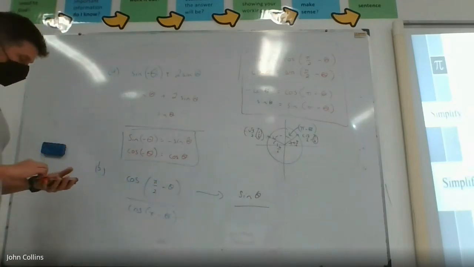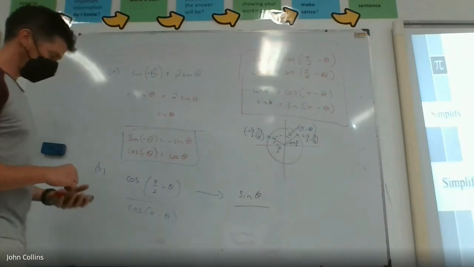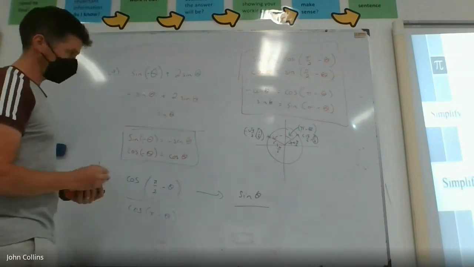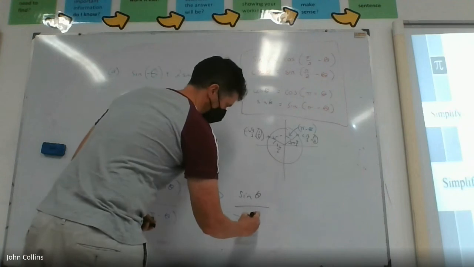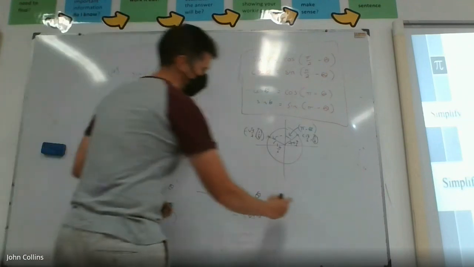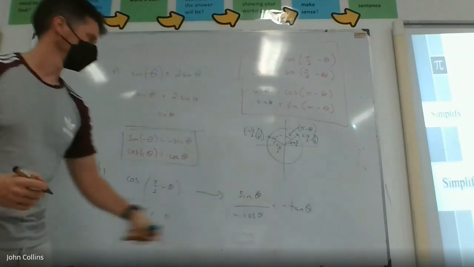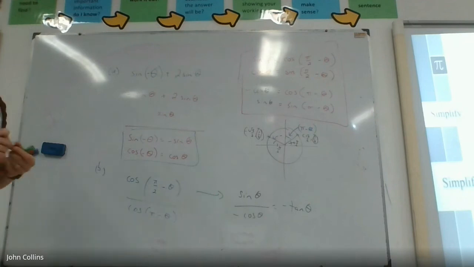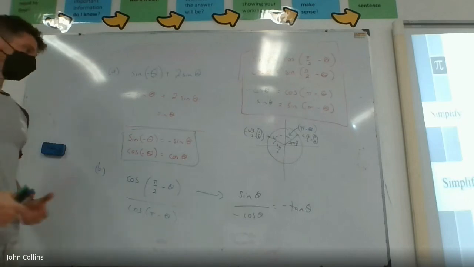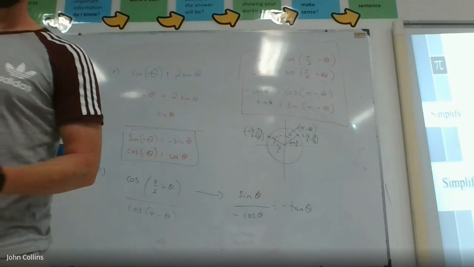So back to the question. To finish off this, what is cosine pi minus theta? Well, it is just the negative cosine theta. Sine over cos is tan. And I can simplify it right down to negative tan, because one is negative, the whole thing is negative. I can simplify it right down to that. That is what it is.